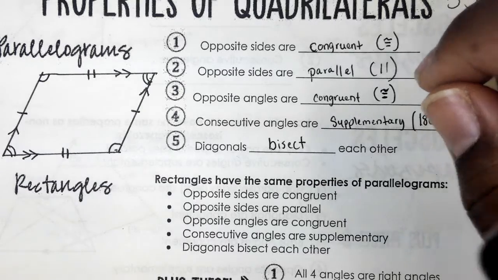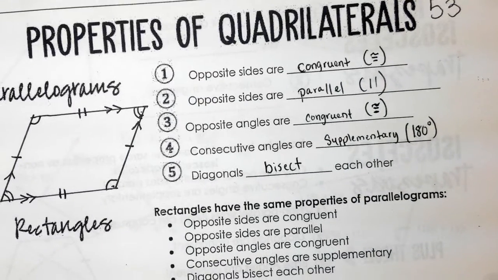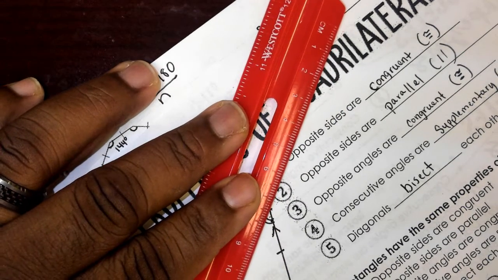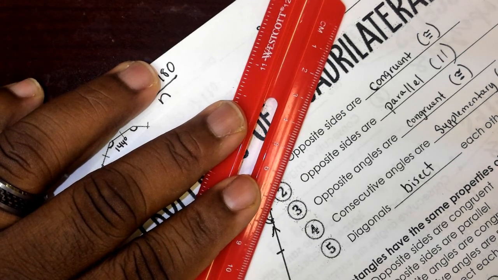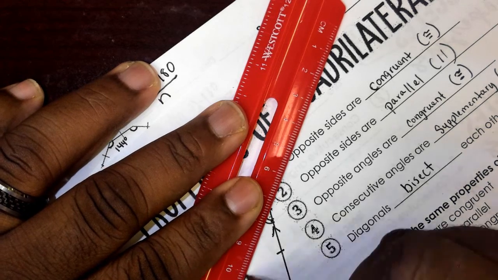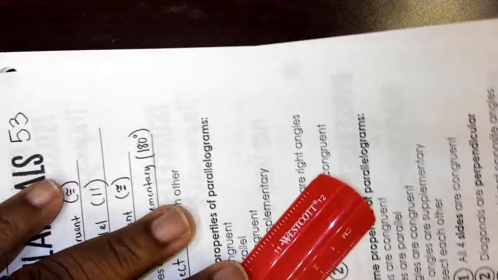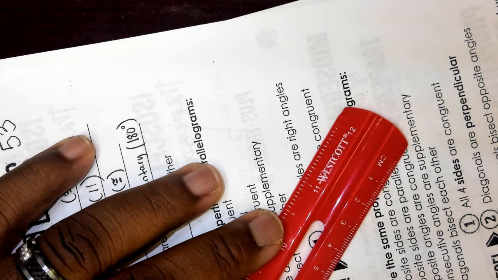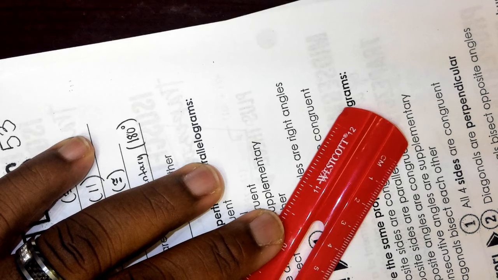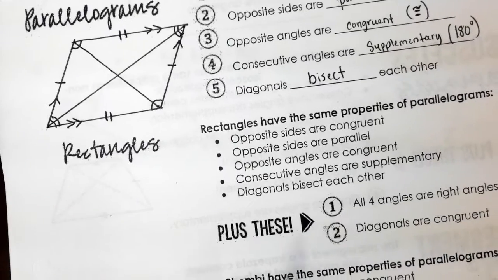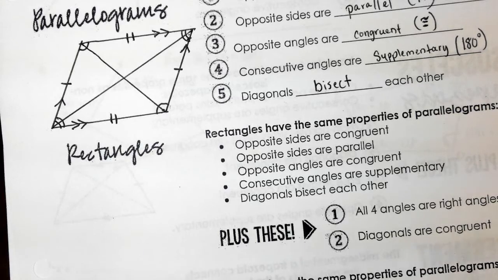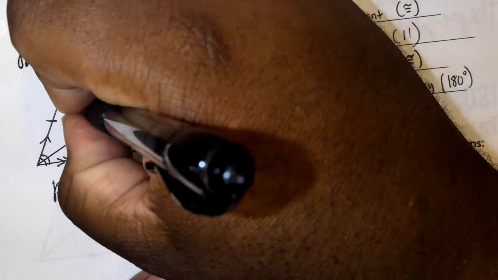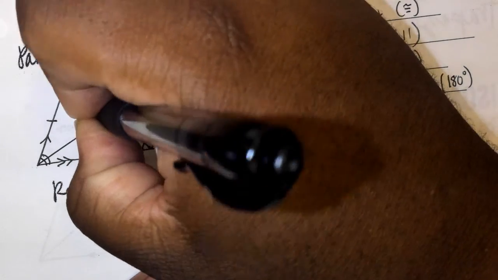The last thing you need to know about parallelograms: diagonals bisect each other. So if I was to put my diagonals in, the diagonals bisect each other on a parallelogram. If that's the case, then I know that this diagonal right here is split in half here and here.